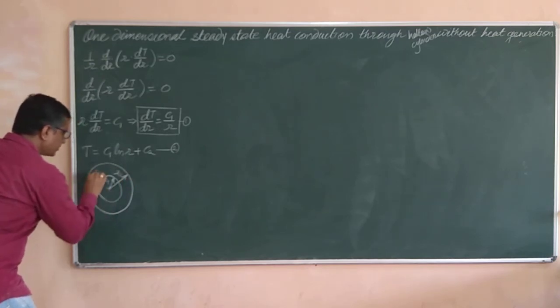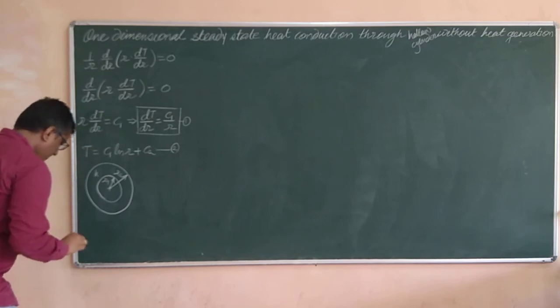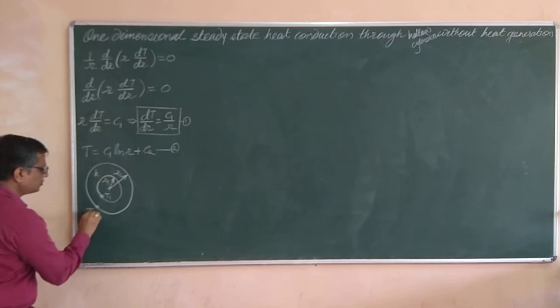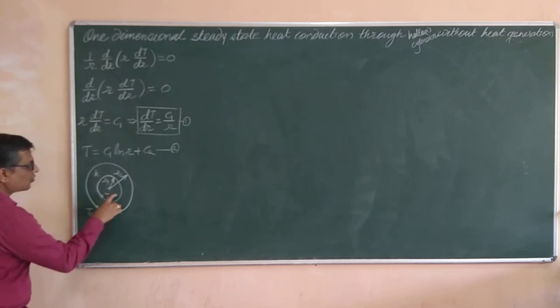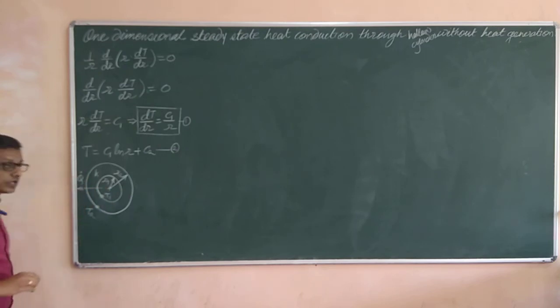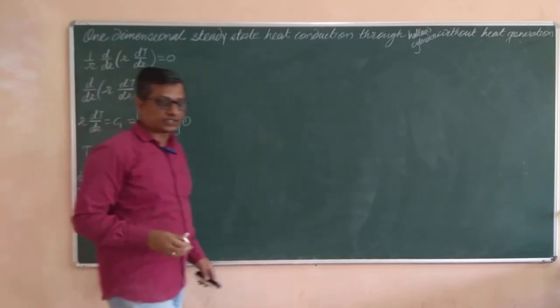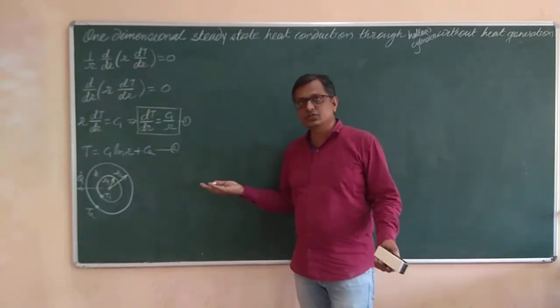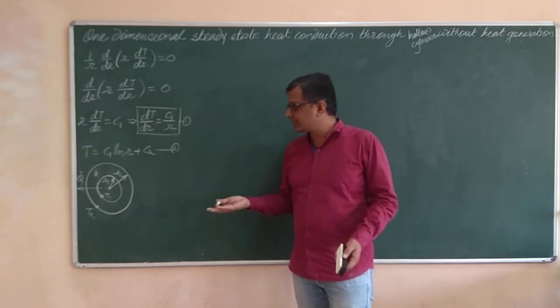The thermal conductivity of the material is K. The inner surface temperature is T1. The outer temperature is T2. The temperature gradient exists only along the radial direction, so the heat transfer will take place only in the radial direction, that is Q dot. There is no temperature gradient in any other direction, that is along the axial direction. So the temperature gradient will exist only in the radial direction, and the heat transfer will exist only in that direction.